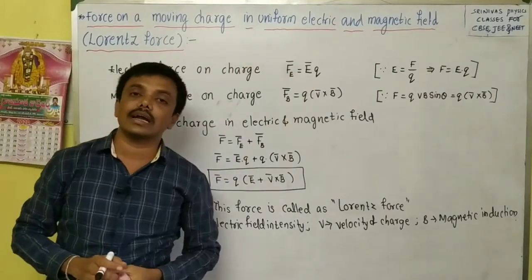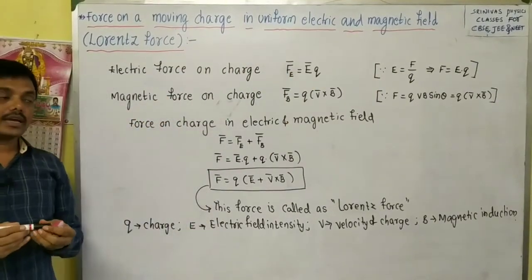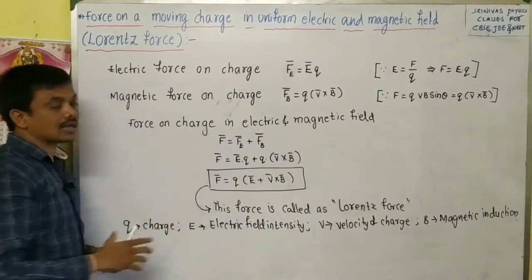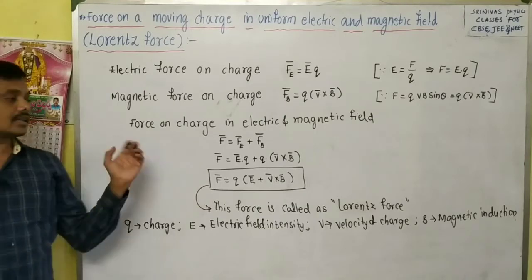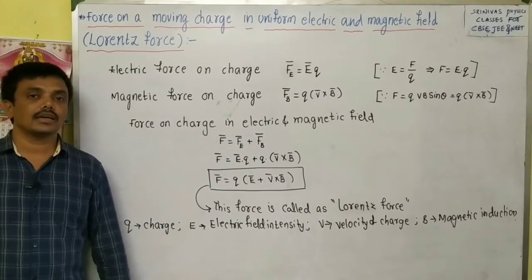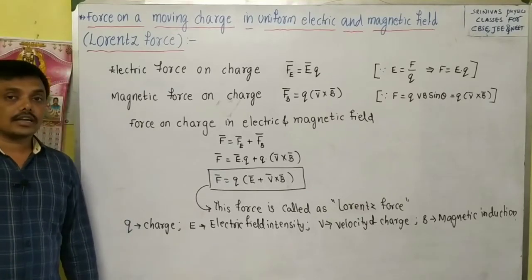Okay, this is about the force on a charge moving in electric and magnetic fields. In the electric field a force will be there, in the magnetic field a force will be there, and the total force is called the Lorentz force. Right, take a screenshot and note it. Now I will continue the topic.